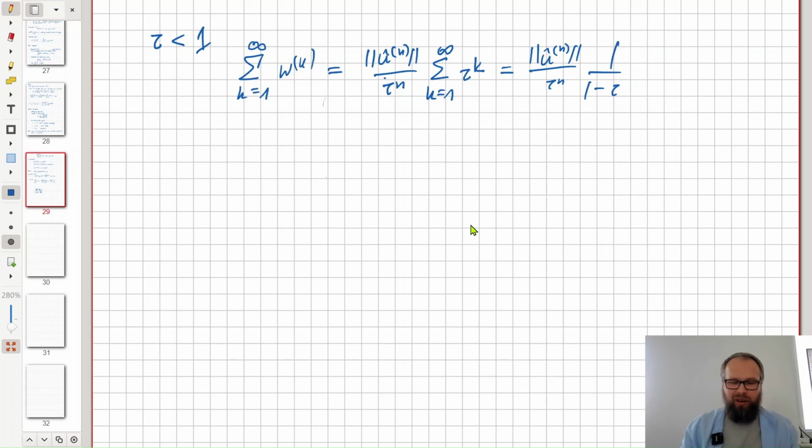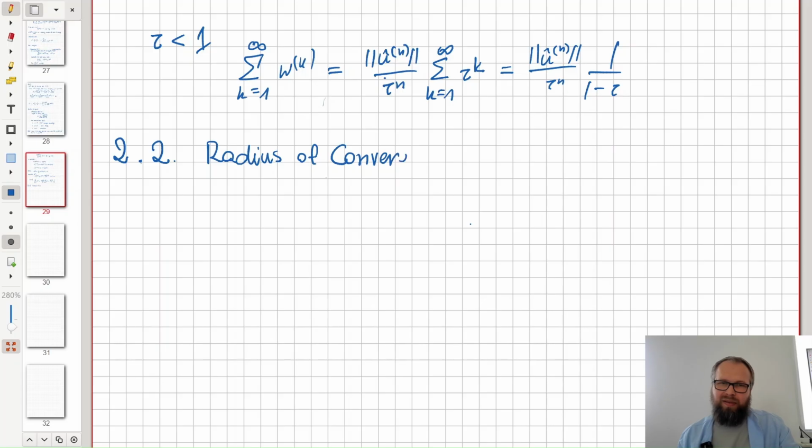So now we move on to the next section, 2.2. I entitle it Radius of Convergence. Only difficult words to spell.